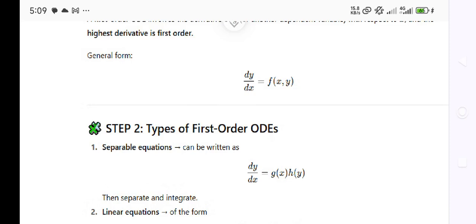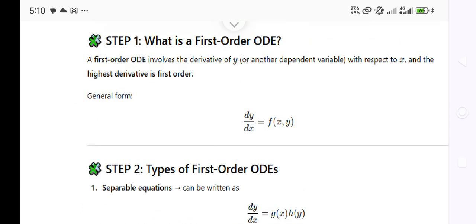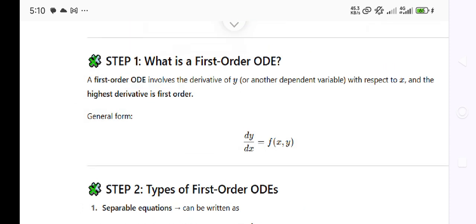We'll be looking at ODE. Let me first of all give a brief introduction. We're looking at first order ODE now. A first order ODE involves the derivative of y or another dependent variable with respect to x.